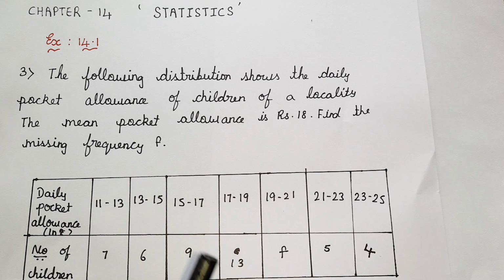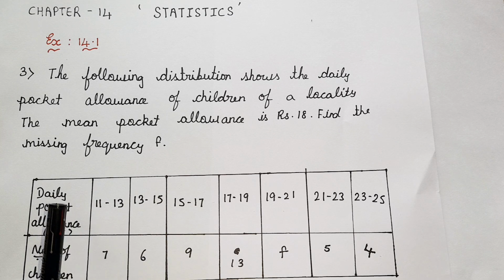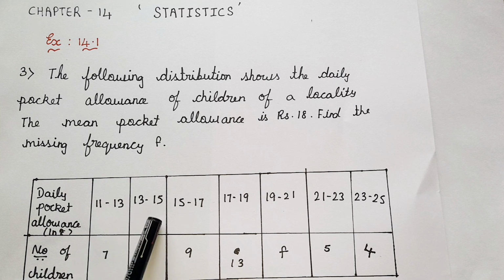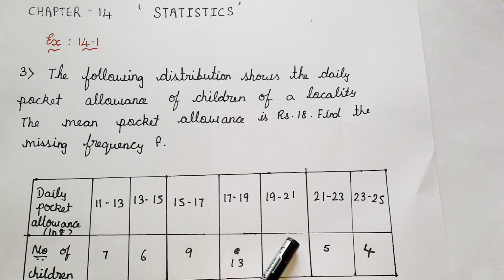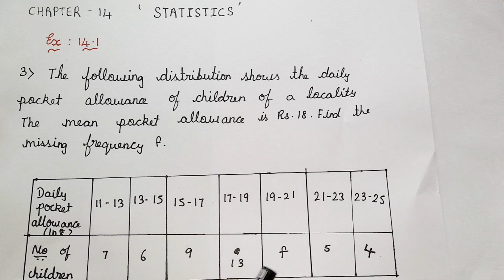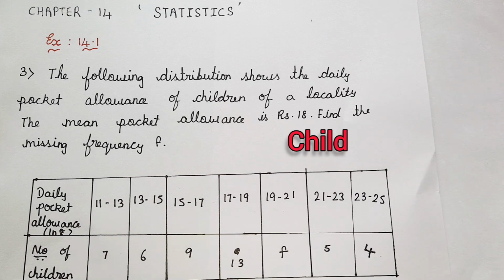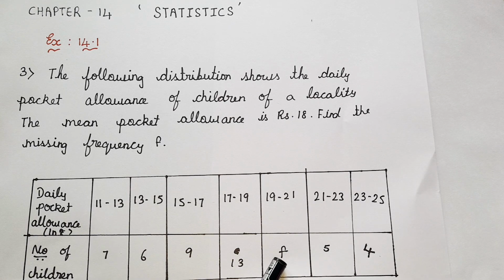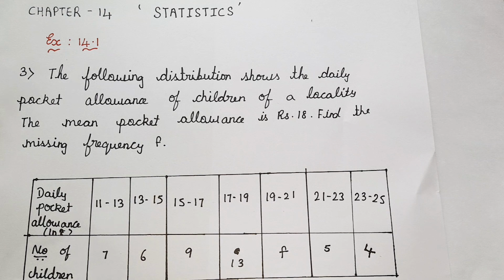But now the question is, we are supposed to find the missing frequency F. Here the daily pocket allowance is 11 to 13, 13 to 15, likewise here it is 19 to 21. But we don't know how many students there are for this particular F value. We want the number of students, right? So to find it, we have to solve it. In the question itself they mentioned to find the missing frequency F. So let us find it.